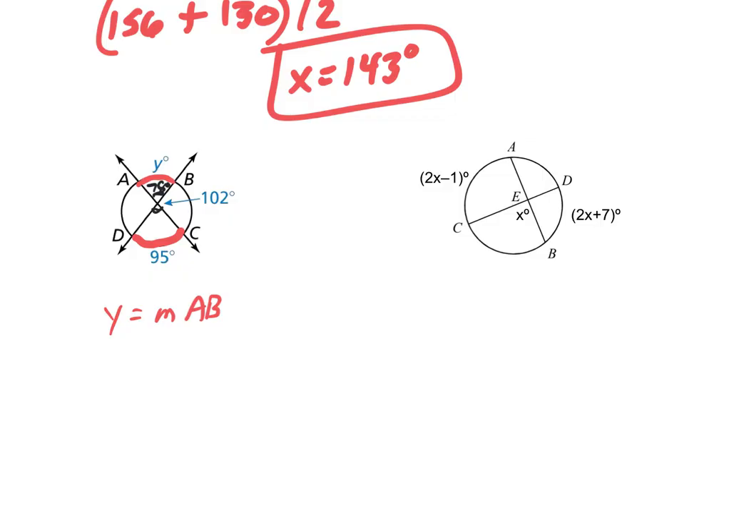So here's how we're going to set it up. We're going to say y plus 95 divided by 2. We're going to add the two arcs together, divided by 2, equals 78.